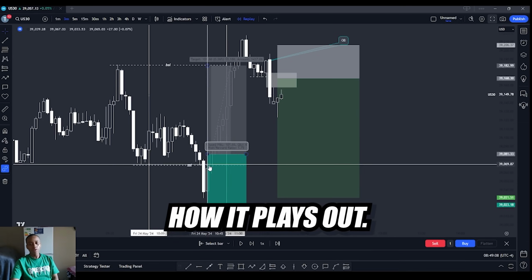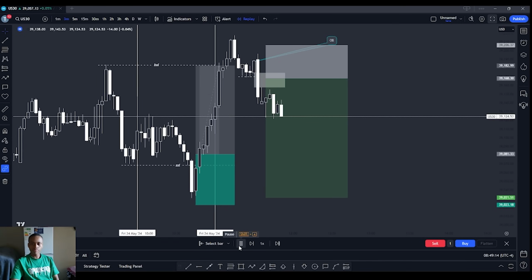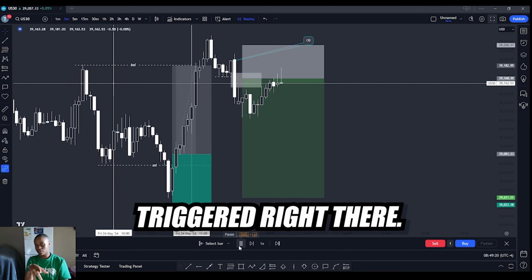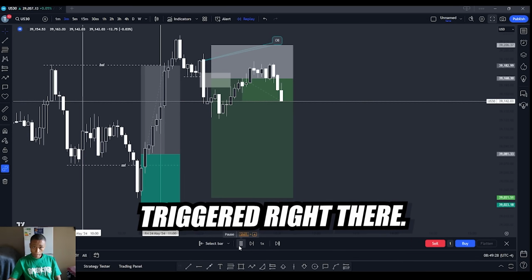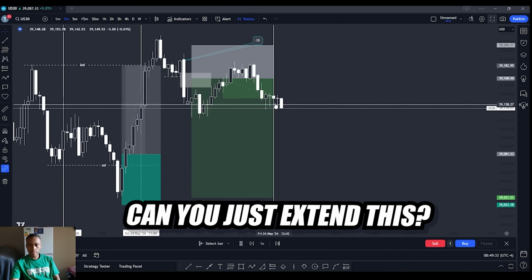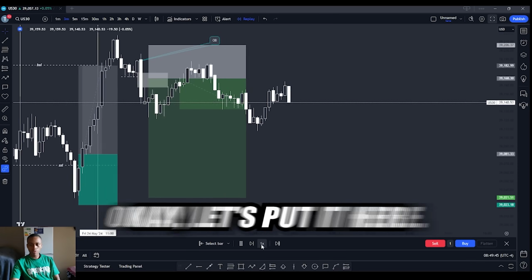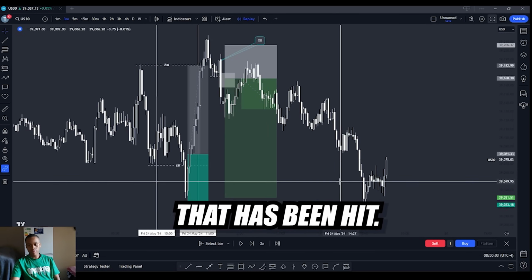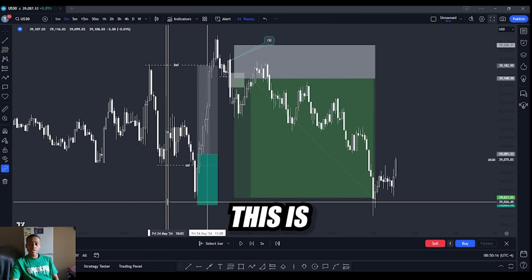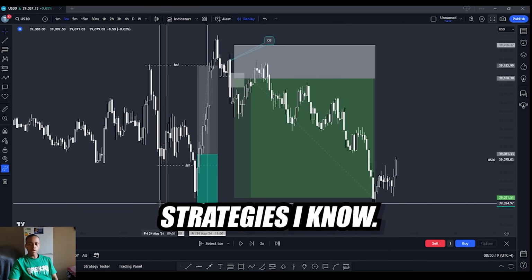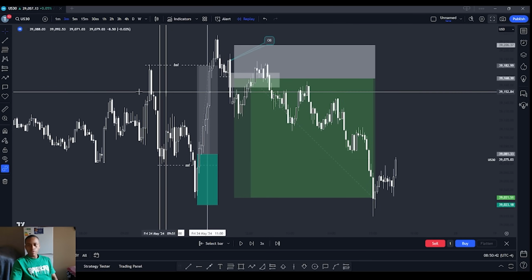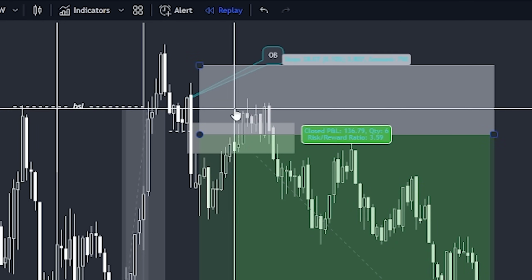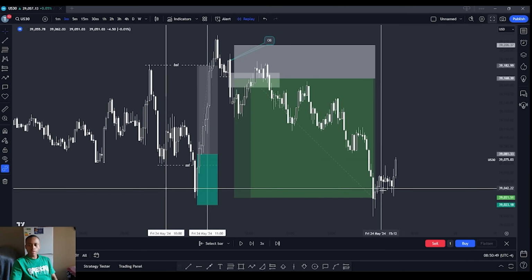Now let's see how it plays out. Now the game here is patience. The trade is triggered right there. Let me just extend this, and just like that, your TP has been hit. Now, this is one of the most powerful strategies I know. It filled the fair value gap, but went ahead and filled the order block, then went to the downside just like that.